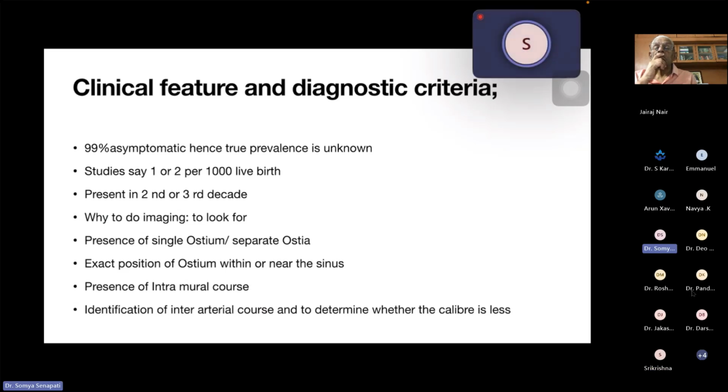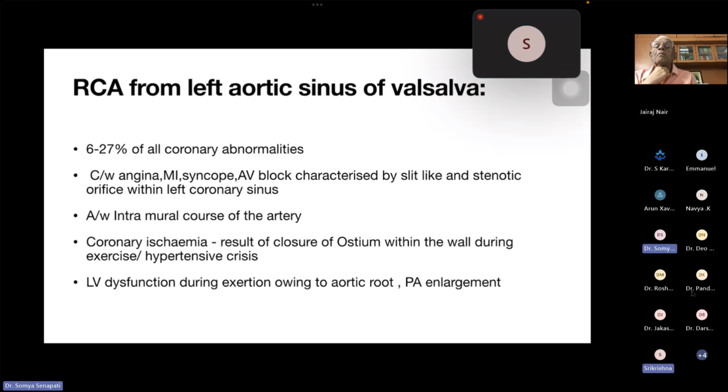So why do we follow up with imaging? To see the presence of a single ostium or separate ostia, the exact position of the ostium within or near the sinus, the presence of an intramural course, and identification of the interarterial course, to determine whether the caliber is reduced or not. So, RCA from the left aortic sinus of Valsalva. This accounts for 6 to 27% of all coronary abnormalities.